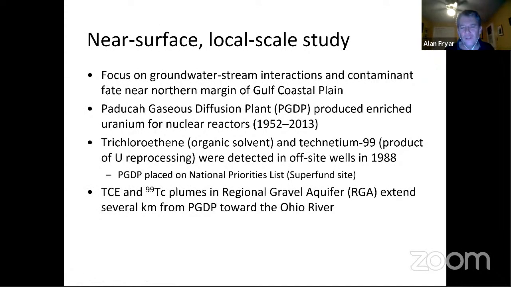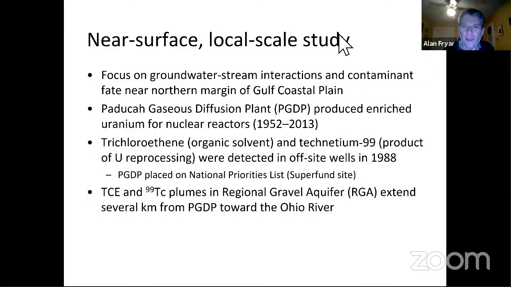This was a nuclear facility. It produced nuclear fuel, enriched uranium for power production, for about 60 years. And like a lot of industrial facilities in the United States, it used an organic solvent, in this case trichloroethene, as a degreaser, just to clean machine parts and things like that. It used a lot of it.